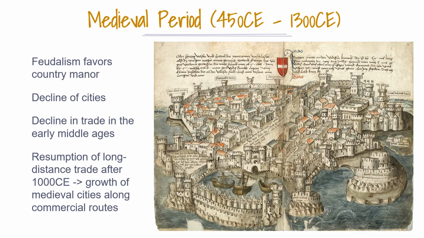The only urban places to flourish or even survive were religious, trade, or defensive centers. The deterioration of roads had led to a decline in trade. After 1000 CE, the resumption of long-distance trade gave rise to many medieval cities along the commercial routes crossing Europe.